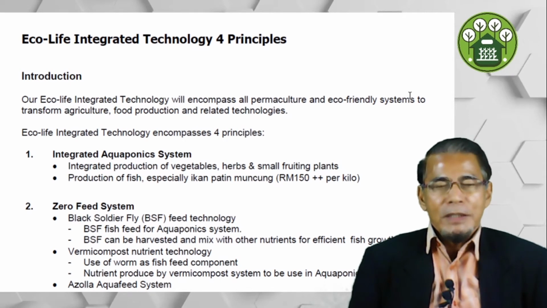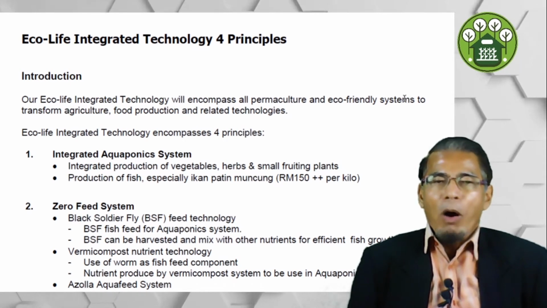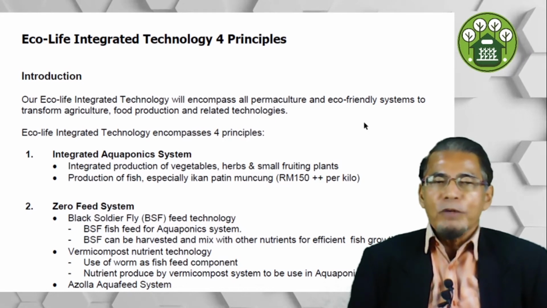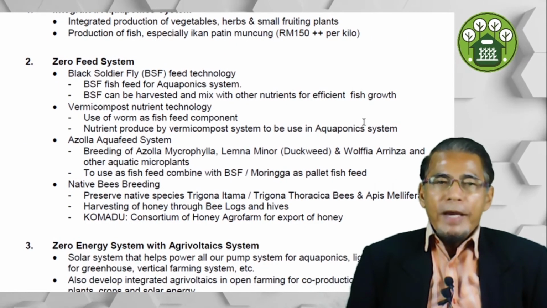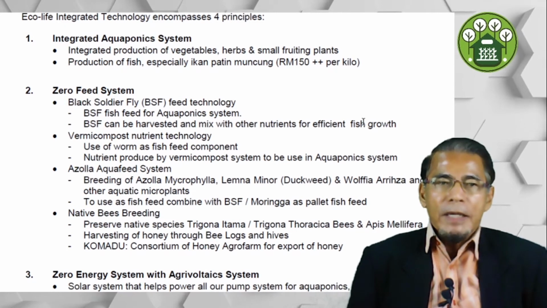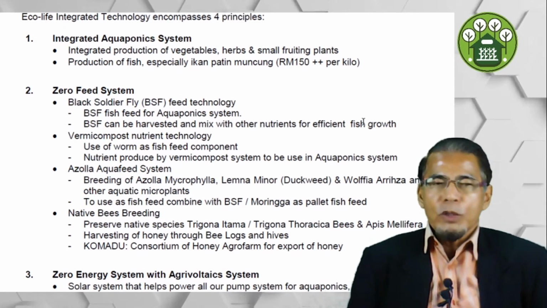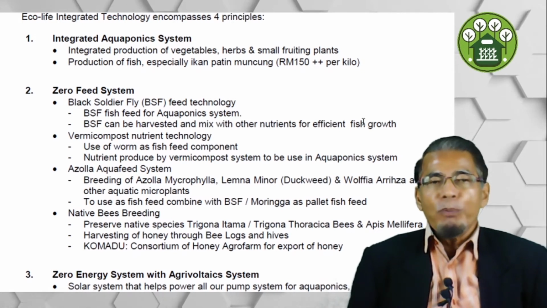They love it, because it is like tilapia. They are omnivorous. They eat grubs. They also eat vegetation. So you can have the black soldier fly system, and then you harvest, and then you can mix it with other nutrients for fish growth.